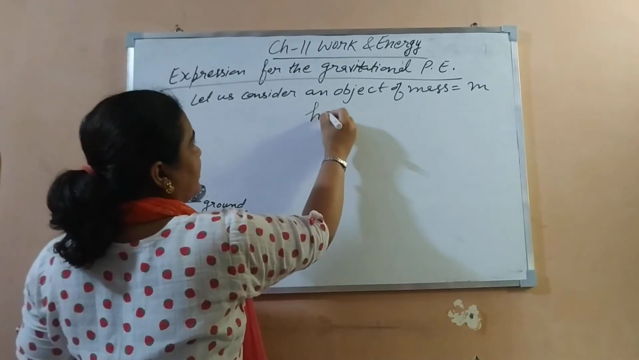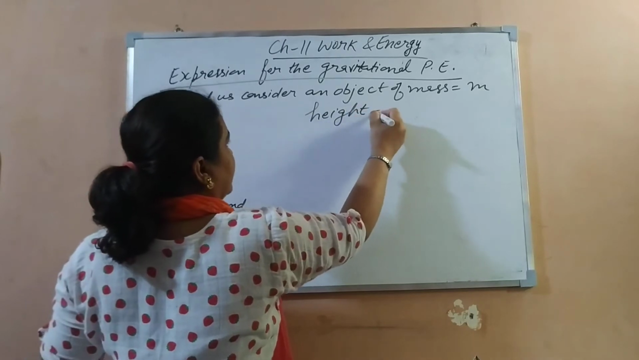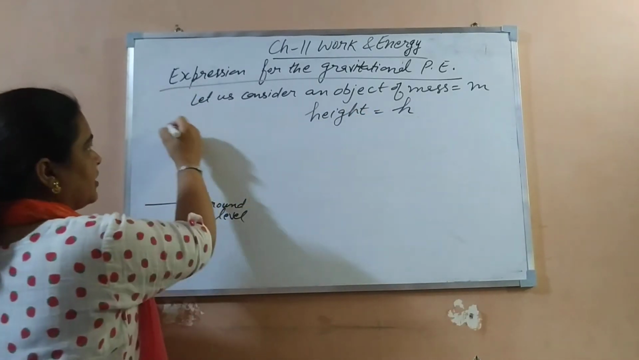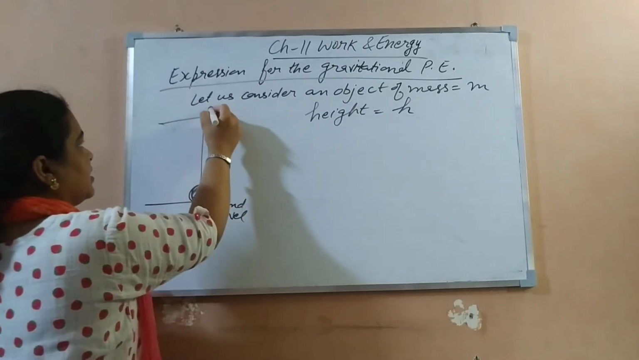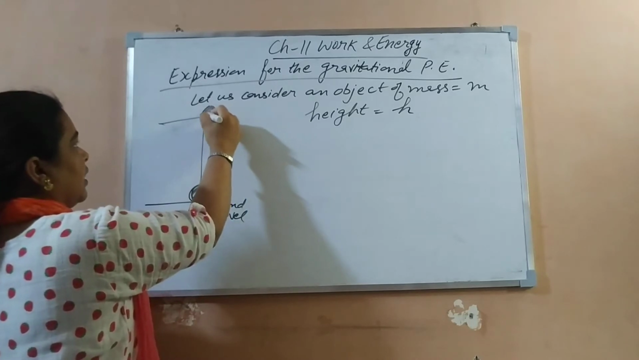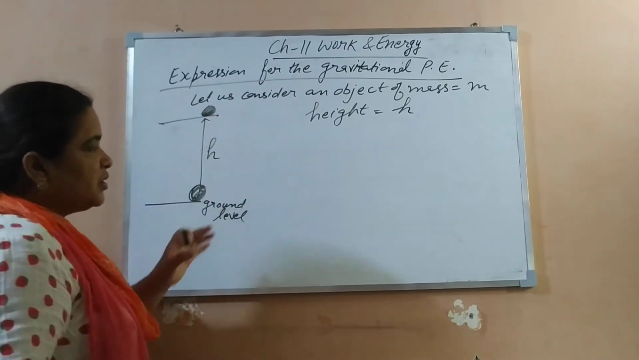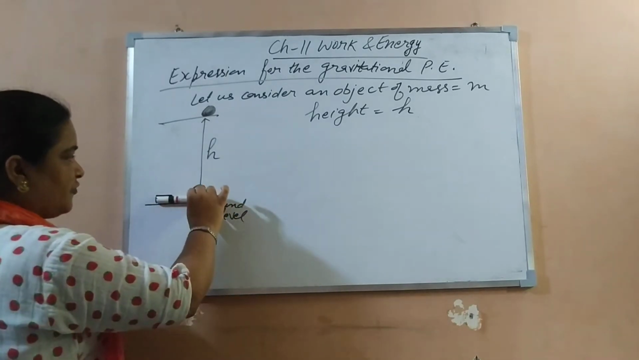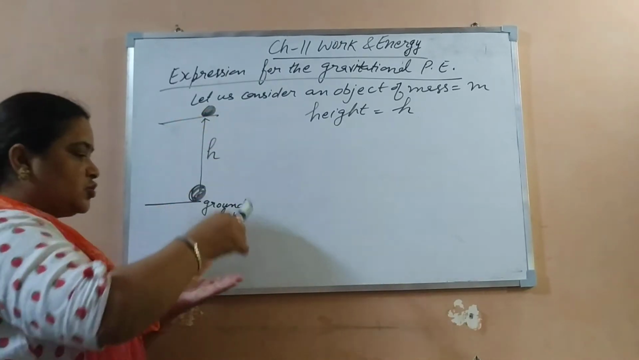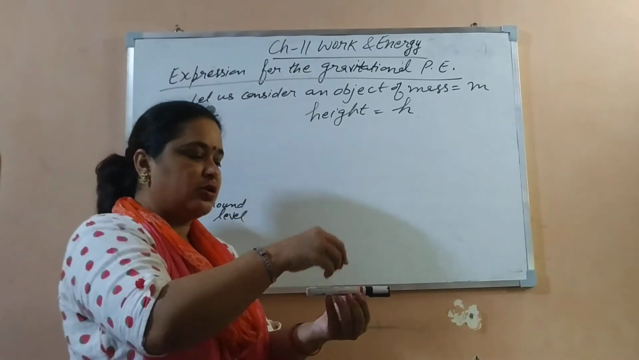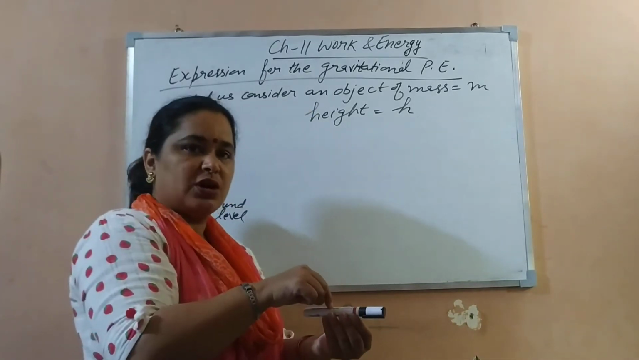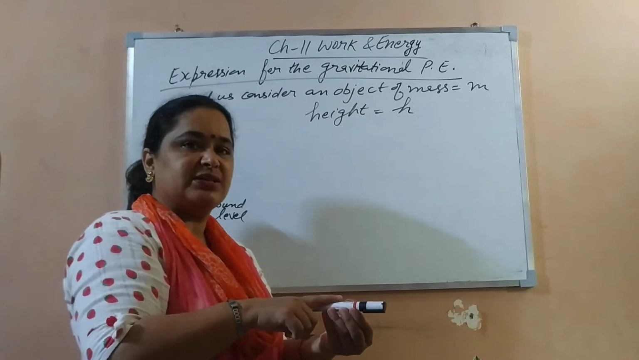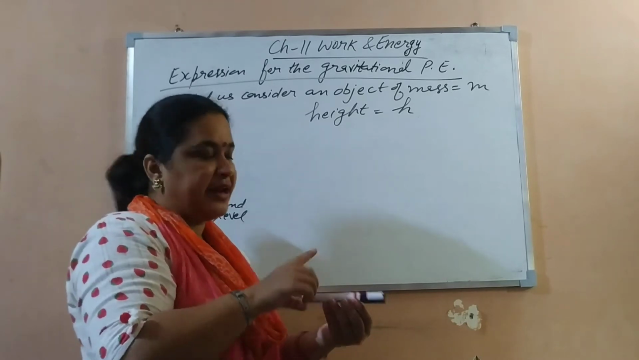And it is to be raised to the height h. So we know whenever we are raising this object from here to here, there is an amount of work done on this body. That amount of work done stored in this body is known as gravitational potential energy.